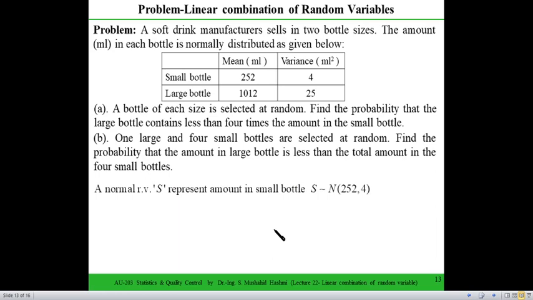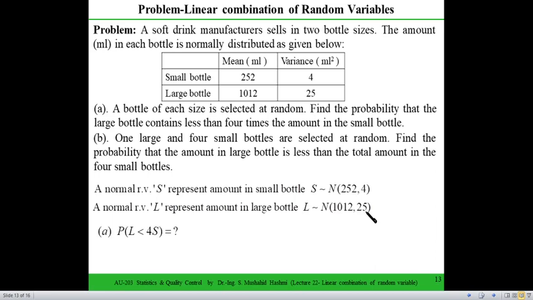Okay, the first thing that is given is a small bottle. The volume of the small bottle we represent by a random variable S, and as we know, S is normally distributed with mean 252 and variance 4. And similarly, we can represent the volume of the large bottle with L as a random variable, which is normally distributed with mean 1012 and variance 25.